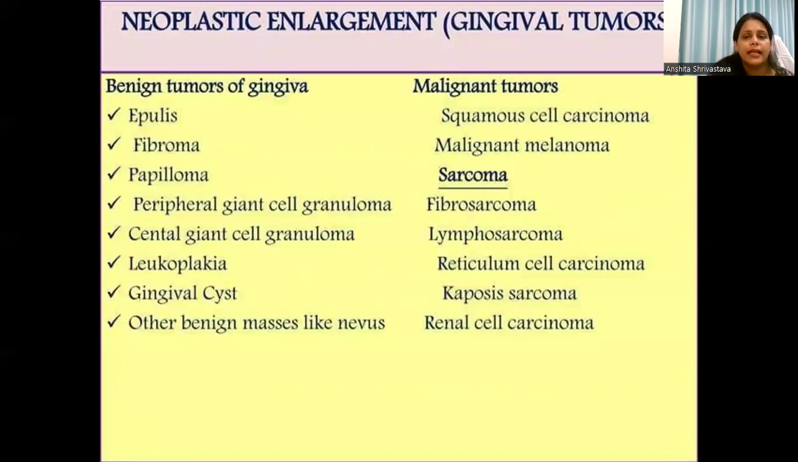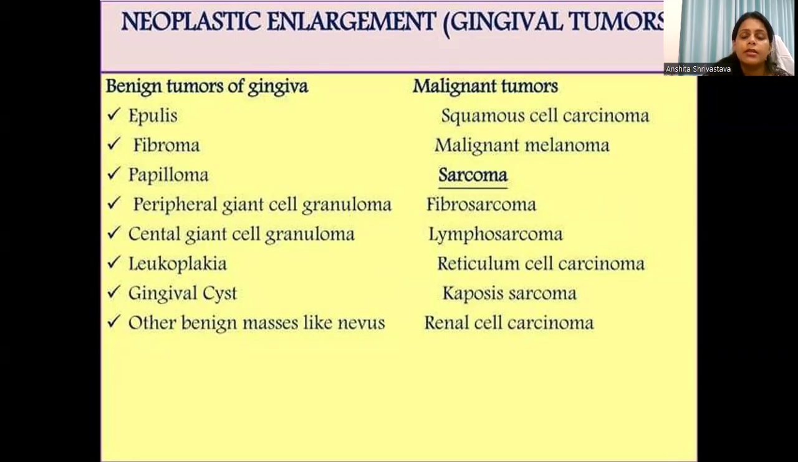Coming to neoplastic enlargement, which are mainly gingival tumors. There are benign and malignant tumors of gingiva. What are the benign tumors of gingiva? Epulis, fibroma, papilloma, PGCG, central giant cell granuloma, leukoplakia, gingival cyst, other benign masses like nevus.